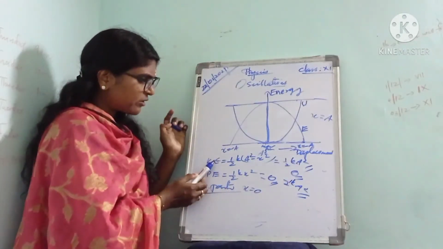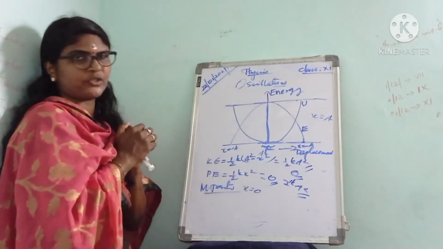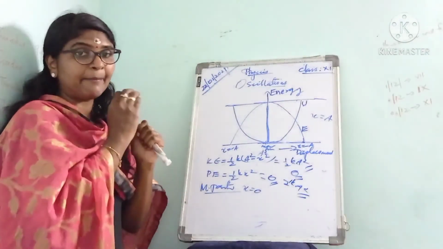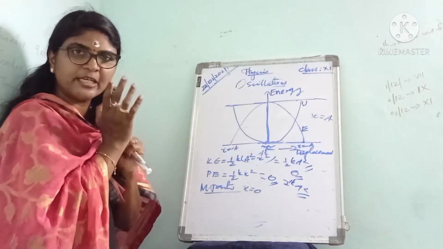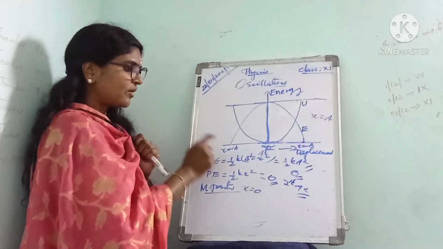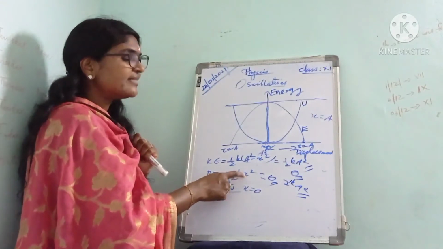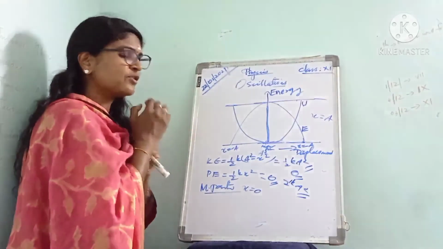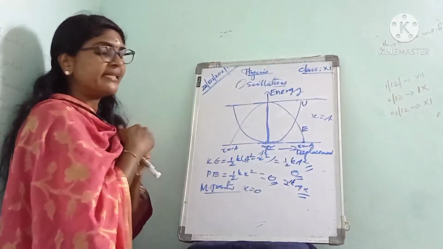Here we know the expression for kinetic energy equals half k (a square minus x square), and the potential energy is half k x square. Next we have to find the values of both energies at the mean position and at the extreme position. At the mean position the displacement x equals 0. So in the expression for kinetic energy we substitute x as 0 and get half k a square. Then the potential energy is 0, since putting x as 0 gives 0. So at the mean position, the energy is all kinetic energy.